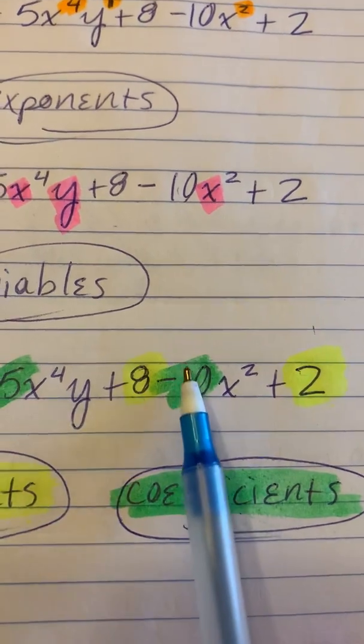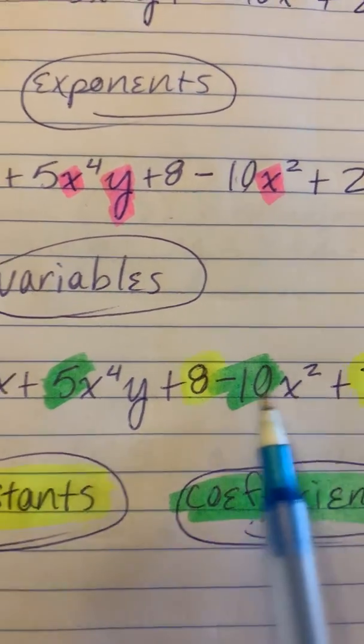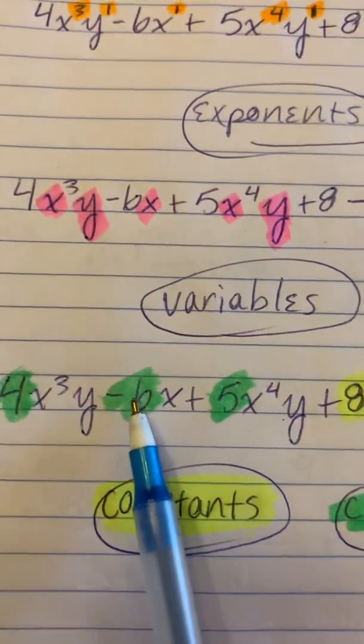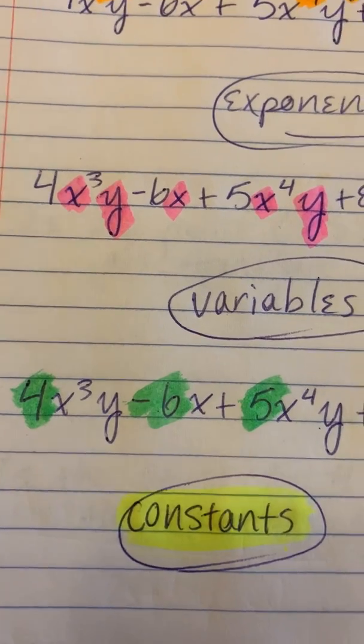Coefficients are the numbers in green that are with a variable. -10 is with that x squared. 5 is with that. -6 is with that x. 4 is with that x to the third y.